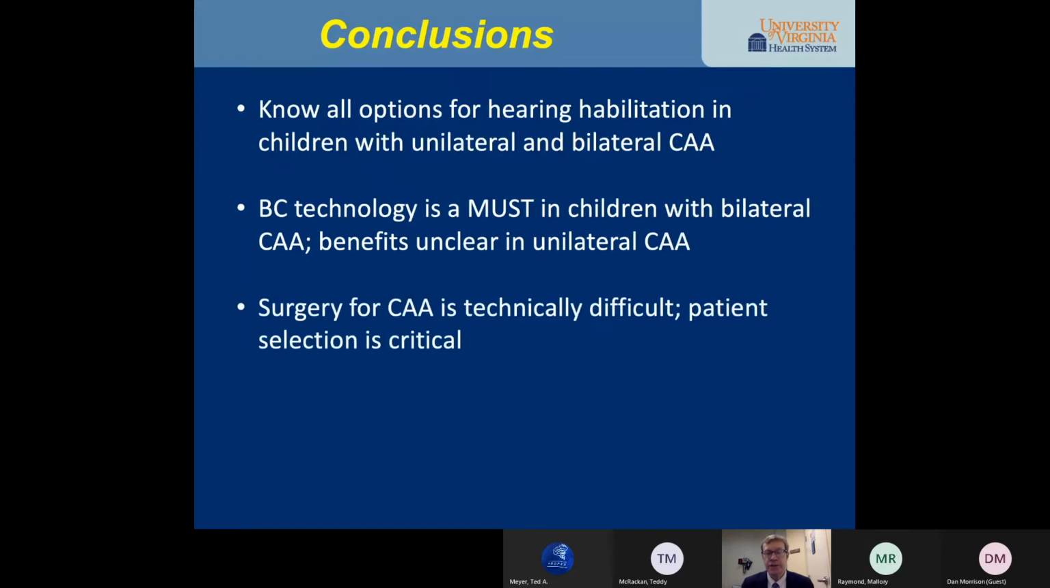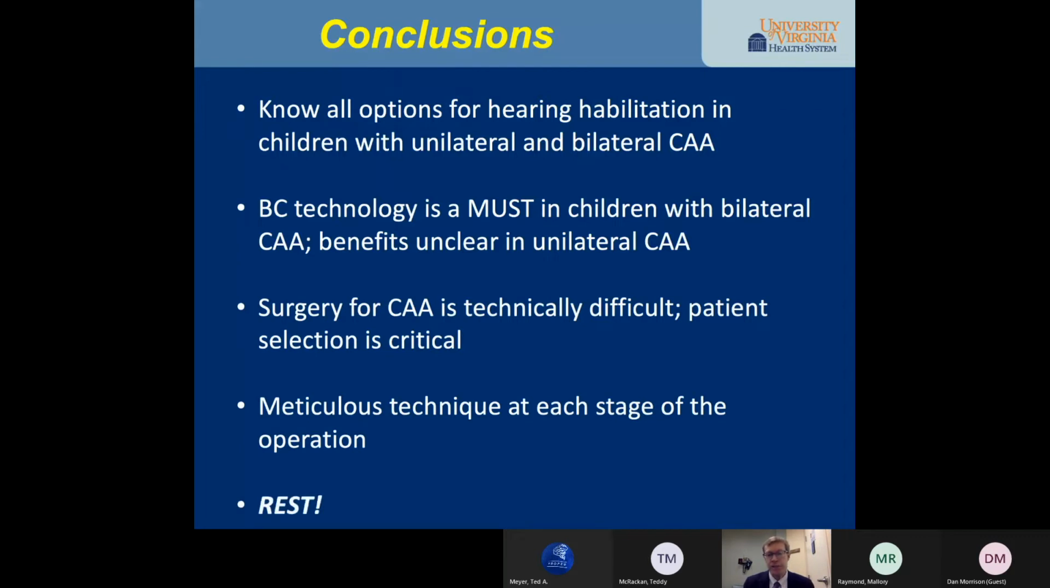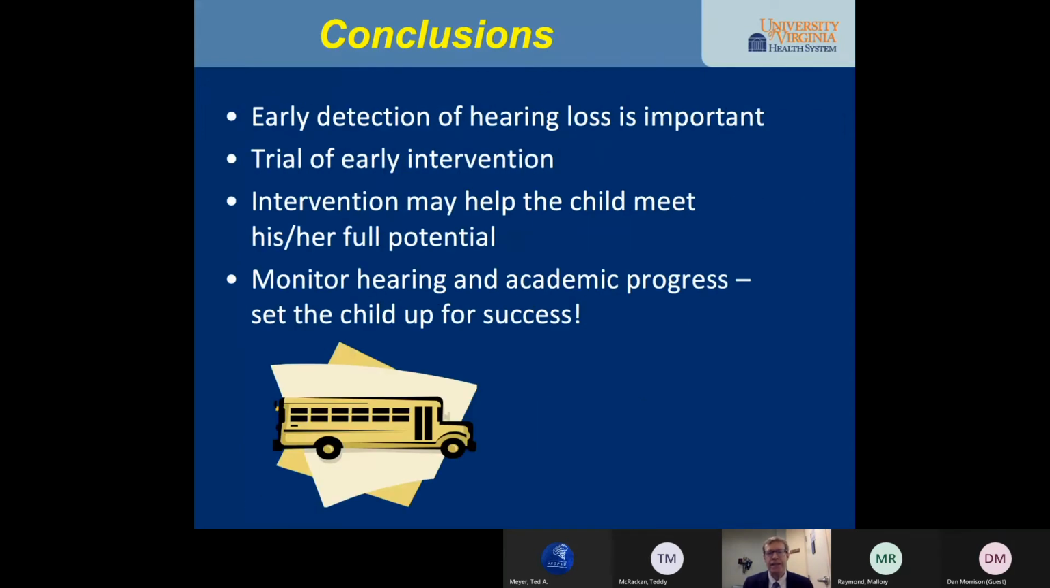Surgery is technically difficult. Patient selection is critical. Don't feel bad about cherry picking these. It's perfectly fine. Meticulous technique is required at each stage of the operation. Make sure children get the rest that they need. Early detection of hearing loss is important. A trial of early intervention. There's no question a 6-month-old is going to take to a bone conductor a lot better than a 3-year-old.